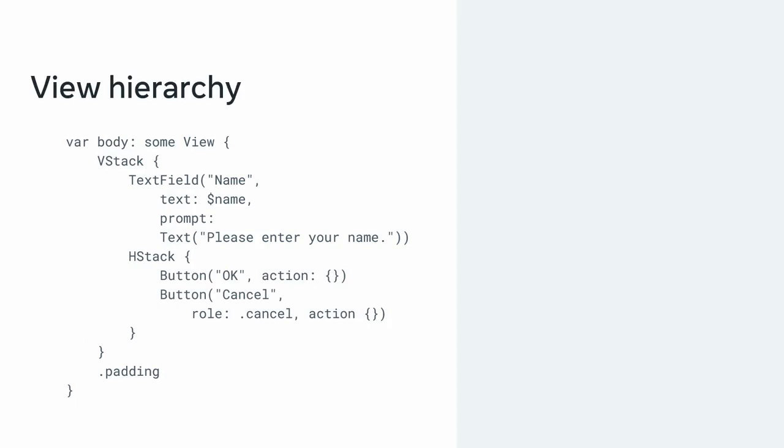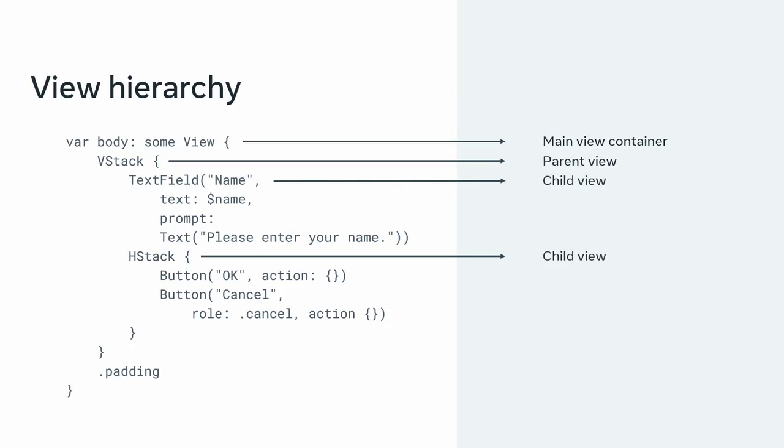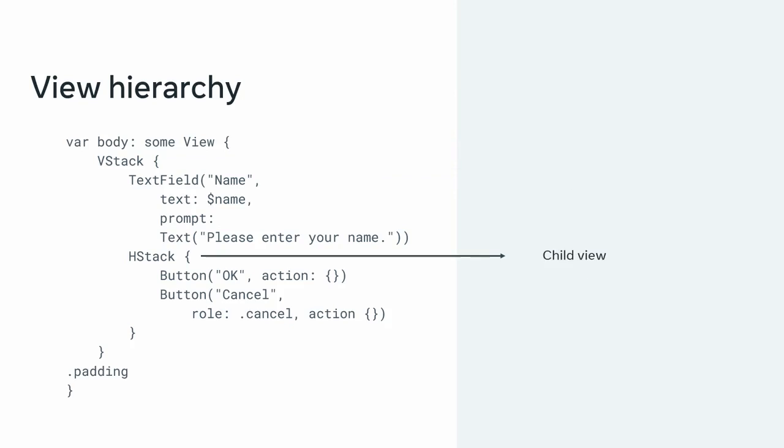The code specifies the view hierarchy. At the top is the main view container, which starts with some view. It contains a VStack, which contains a text field, and a HStack. The HStack contains two buttons, namely the OK and the cancel buttons, which are views within views. Here, a child view, HStack, becomes the parent for its children, the OK and cancel buttons.